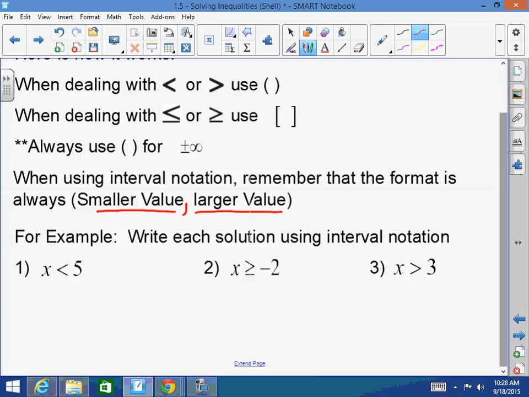X is less than 5. I'm not very picky, excuse me, with graphs. I must have a 0 to have a frame of reference. I must put the number that I'm working with, 5. But x is less than 5. So my x value is going to go to the left of this or to the right of 5? To the left. But I'm using a less than. So am I going to use a parenthesis or a bracket?